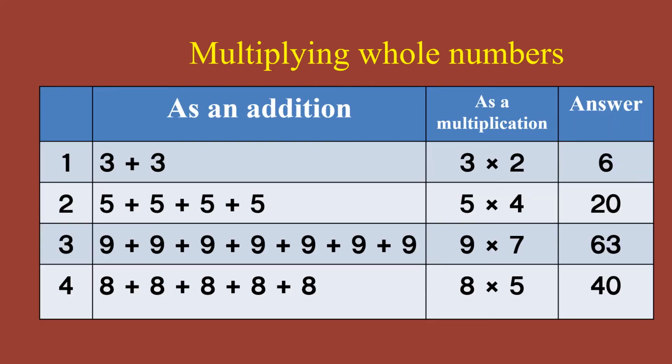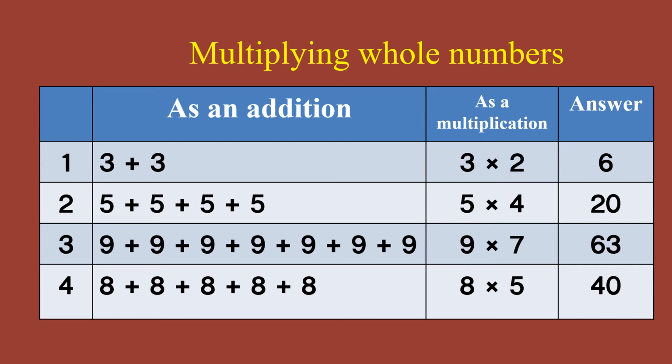Next, we'll move on to multiplying whole numbers. Just have a look at this table. Now, here I have mentioned an addition, you can say 3 plus 3 and the answer is 6. So 3 is added to another 3 and you can see 2 3's there. Therefore, you can write the same thing as a multiplication, 3 multiplied by 2. Once again, the answer is 6.